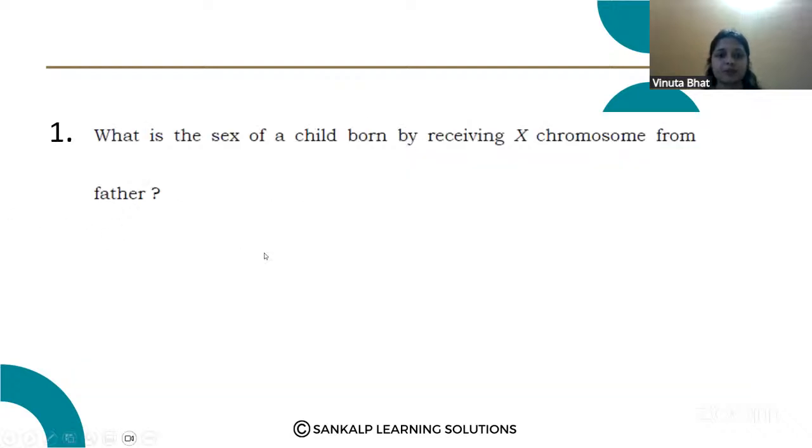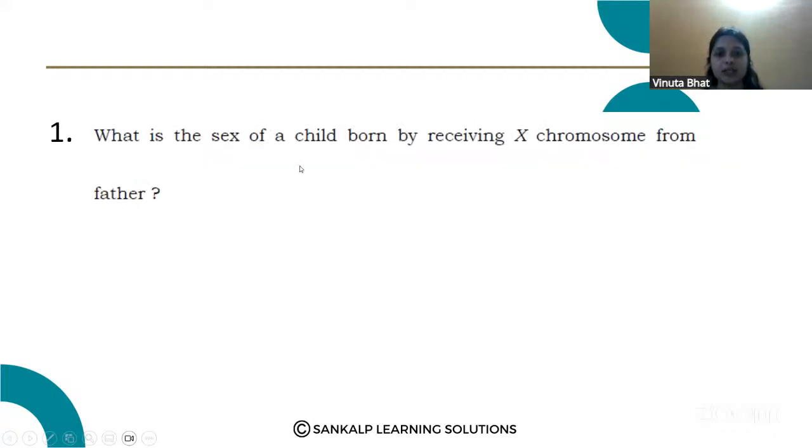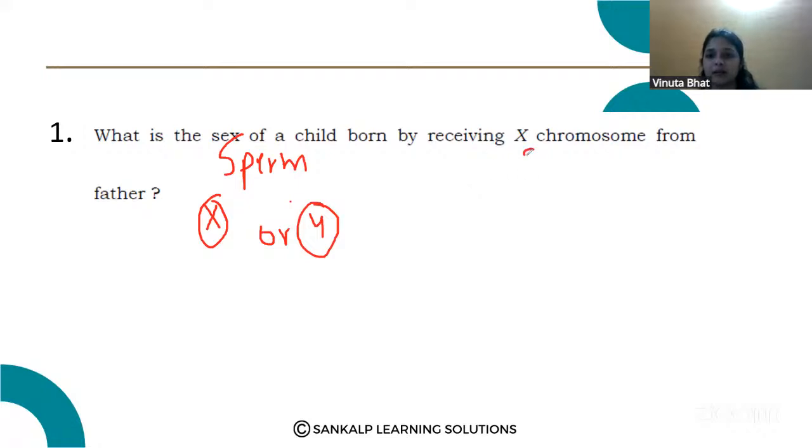Next question. What is the sex of the child born by receiving X chromosome from the father? Here we know that the sperm produced by the males may contain either X chromosome or Y chromosome. But the egg that is released from the females always contains the X chromosome. The fusion of these gametes results in the zygote, which develops into an embryo, and the embryo into the new organism.